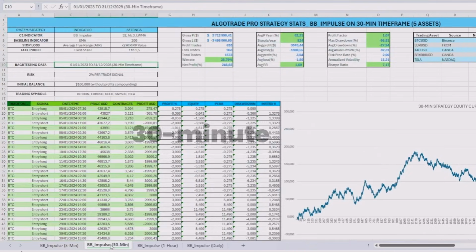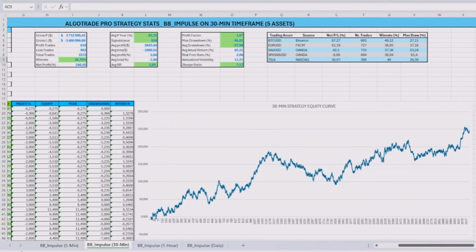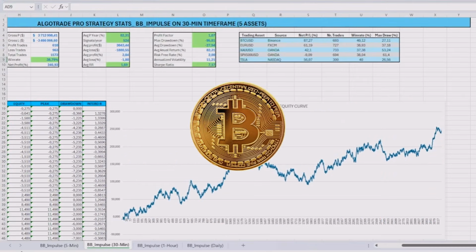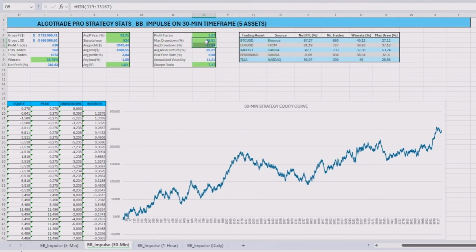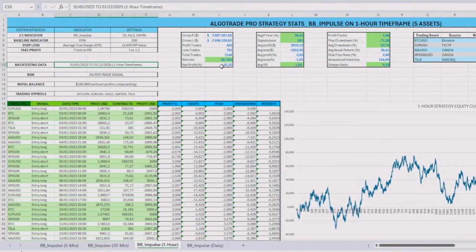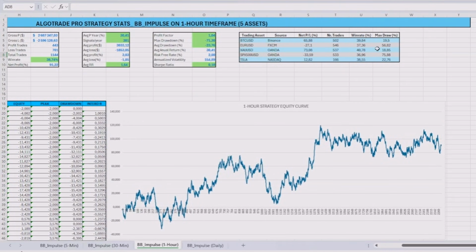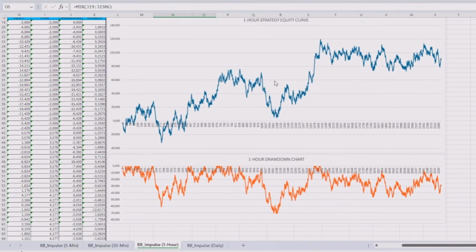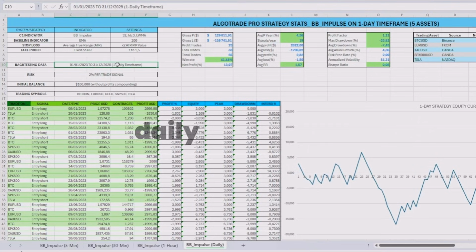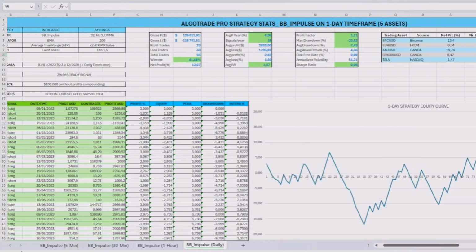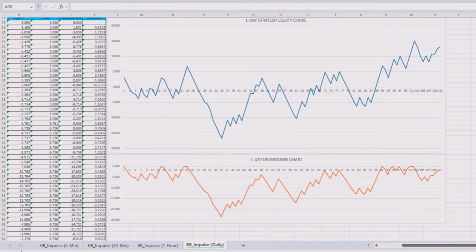Next, on the 30-minute chart, profit increased to 246%, with a win rate around 39%. The equity curve is slightly cleaner and Bitcoin performed best, but drawdowns remain excessive. The 1-hour time frame showed about 91% profit and the win rate also close to 39%. Gold was a top performer, but once again, volatility and drawdown are simply too aggressive. And finally, on the daily time frame, we had around 13% profit, a 41% win rate and a rising equity curve, but still not very smooth.